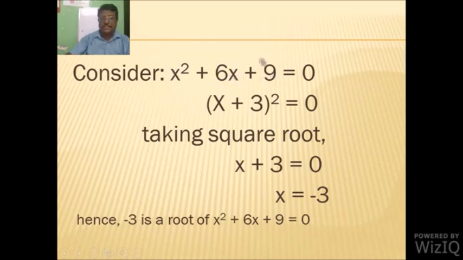So this left side becomes a perfect square. So (x plus 3) whole square equals 0. Now we can take the square root of this. Therefore x plus 3 equals 0. We get x equal to minus 3. Hence we can say minus 3 is the root of x square plus 6x plus 9 equals 0.